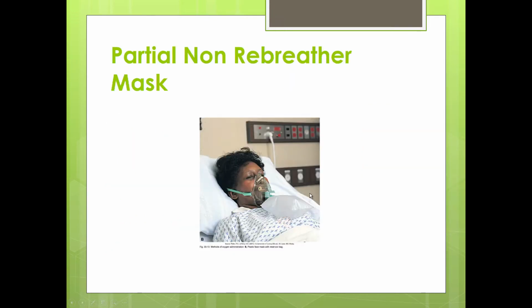The other type of high flow mask that you'll see is a partial non-rebreather mask. It's vented a little bit differently, and you can see that it has a reservoir here as well. As the high flow oxygen is moving, you will see this bag move in and out as the patient breathes. Sometimes this bag doesn't fully inflate, so you just have to be careful. Don't get worried if you don't see it moving.